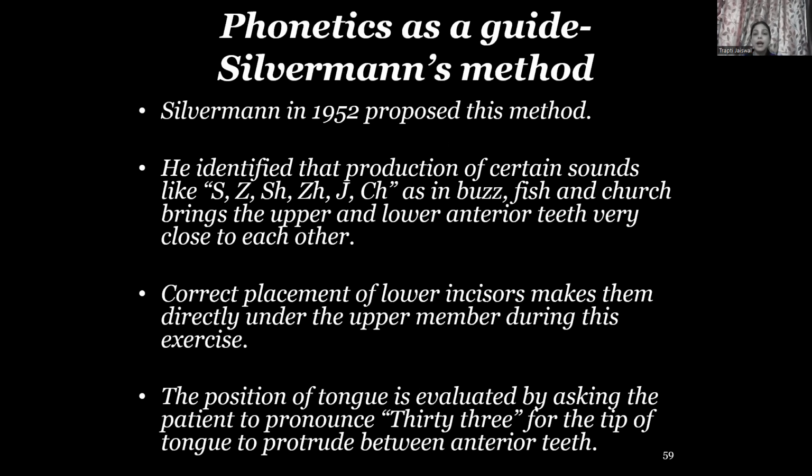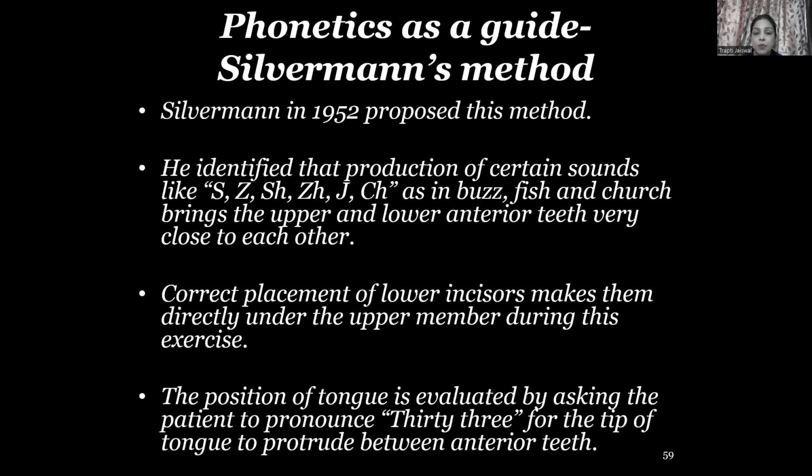Phonetics can be used as a guide to determine the vertical dimension of rest as well as occlusion. For determining the vertical dimension of rest, we ask the patient to repeat the letter sound M, and as soon as the patient's lips are just parted, just in contact with each other, we make the measurements. Phonetics can also be used to determine the vertical dimension of occlusion by Silverman's method. Here, certain sounds like S, Z, sh, j, ch, as in buzz, fish, church, bring the upper and lower anterior teeth very close to each other.